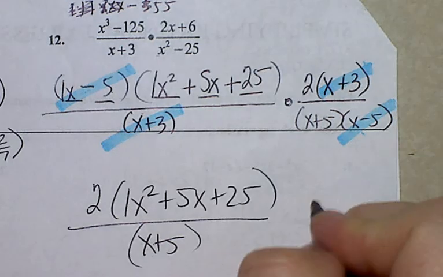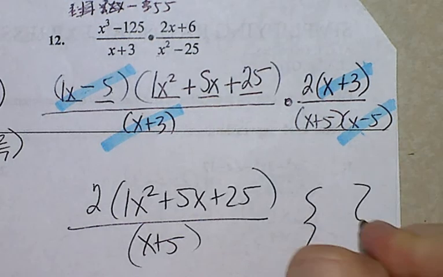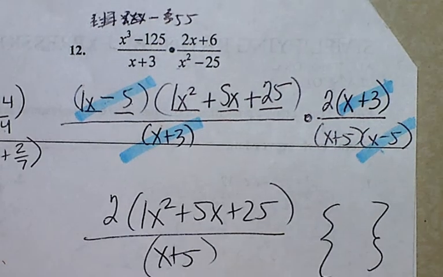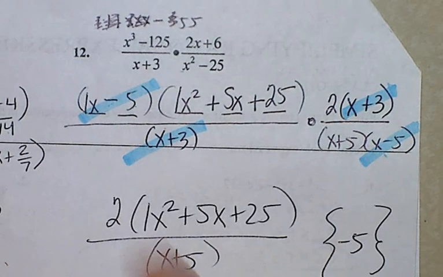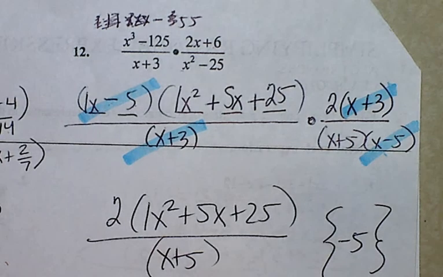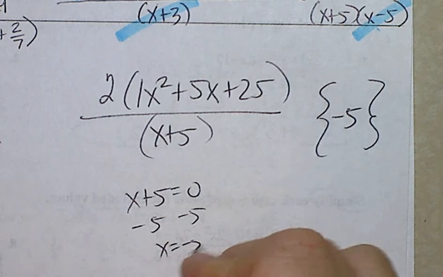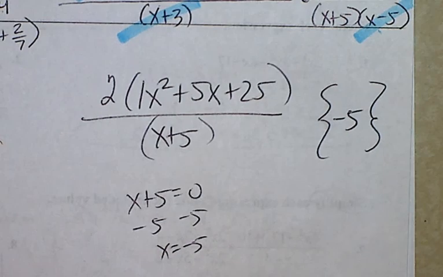What is excluded? Francisco, what is the only value that if you plug it in for x, you're going to get a 0 on the bottom? Negative 5. And if you're confused, again, you can always take that expression, set it equal to 0, and solve, and you'll get the same answer of negative 5. Please go on to number 13 next. Number 13.